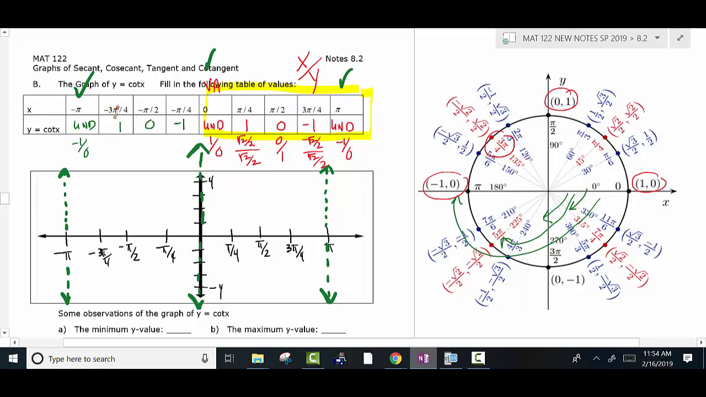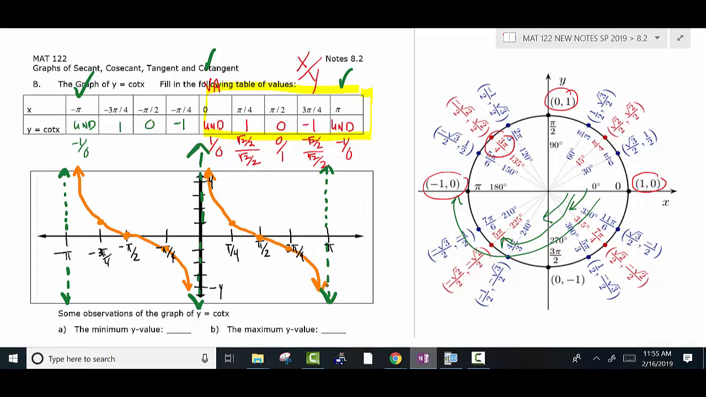Okay, so let's start at negative 3 pi over 4. At negative 3 pi over 4, you have a y value of 1. At negative pi over 2, you have a y value of 0. Negative pi over 4, you have negative 1. So it's going to look similar to the tangent, but it's going to go more like this. Again, it approaches the asymptotes the way we would expect. And same thing here, pi over 4, 1, pi over 2, 0, 3 pi over 4, negative 1. And then go ahead and sketch in your graph like that. Okay, so that's how that graph goes for a cotangent.